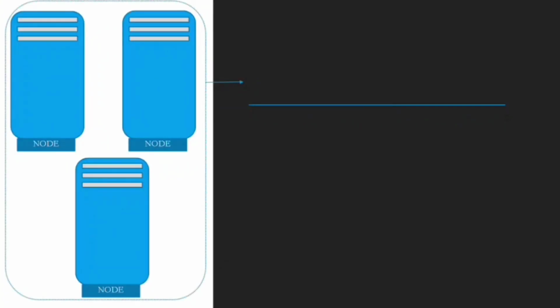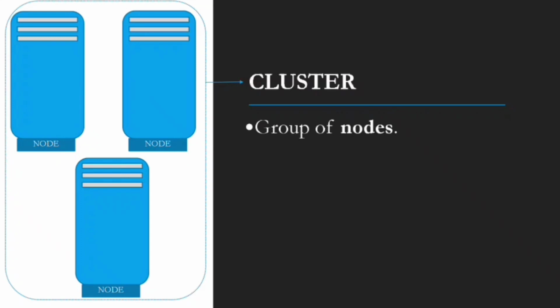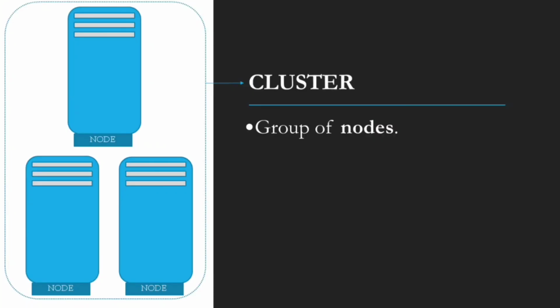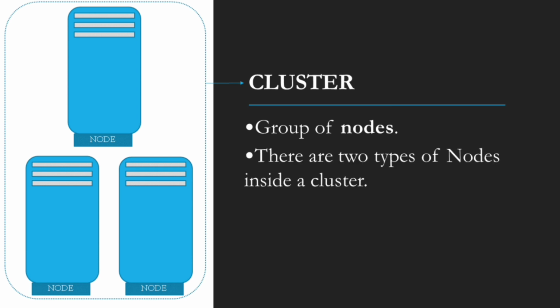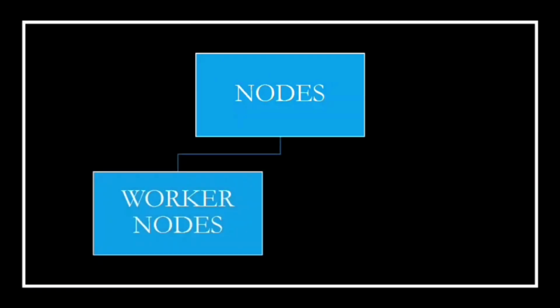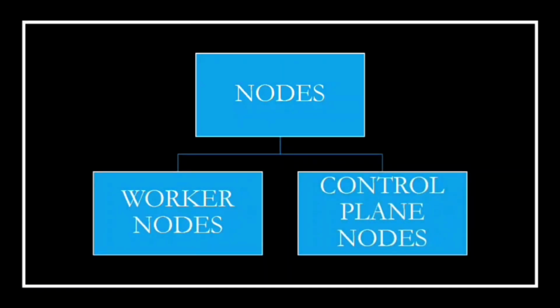So as a best practice, we should always use multiple nodes, and a group of these nodes is known as a Kubernetes cluster. Hence, if any one node fails, our application will still be accessible from other nodes in the Kubernetes cluster, as multiple nodes are grouped into the Kubernetes cluster. That's why Kubernetes came with this idea of a cluster. So in Kubernetes architecture, there are two types of Kubernetes nodes. One is worker nodes and another one is control plane nodes.